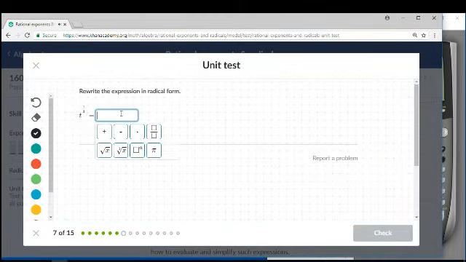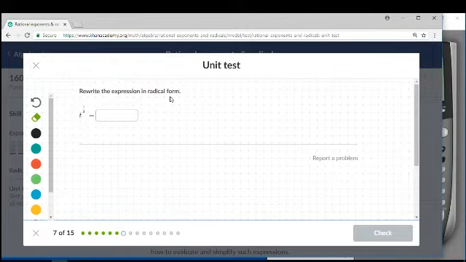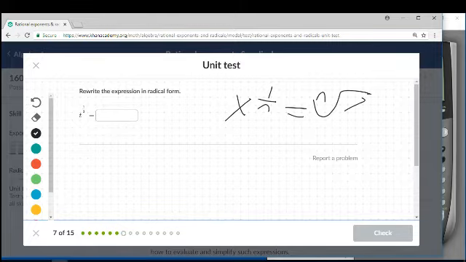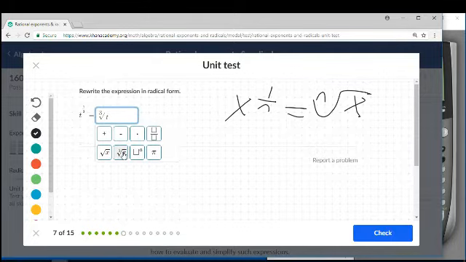All right. Rewrite this in a radical form. This is going to be t to the 1/3. That's just equivalent to the cube root of t. X to the 1 over n is equivalent to the nth root of x. So cube root of t.